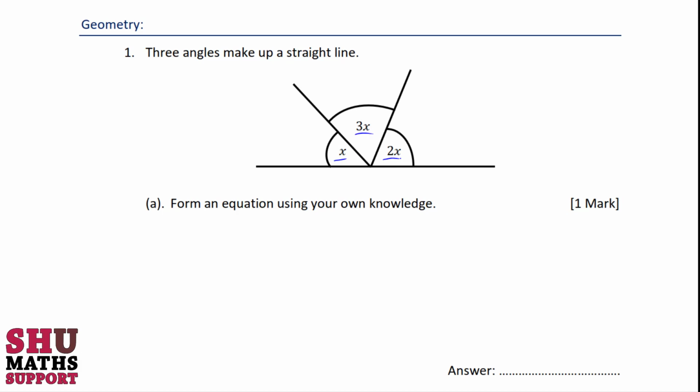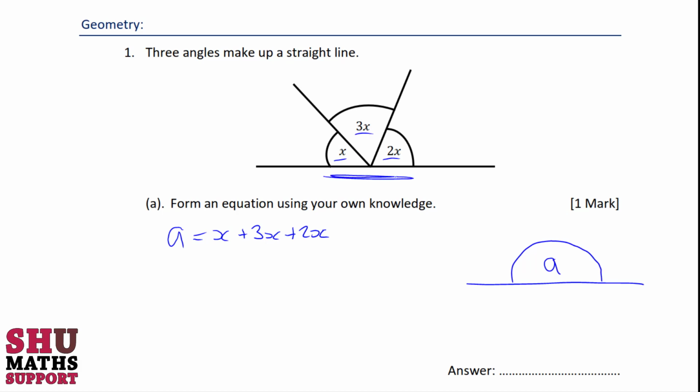If we have a straight line and collectively all the angles make up this angle here, which we'll call A, then A is equal to x plus 3x plus 2x, which we have up here. The original question says that three angles make up a straight line. So we should know that the angle of any given straight line, which we've called A here, adds up to 180 degrees.